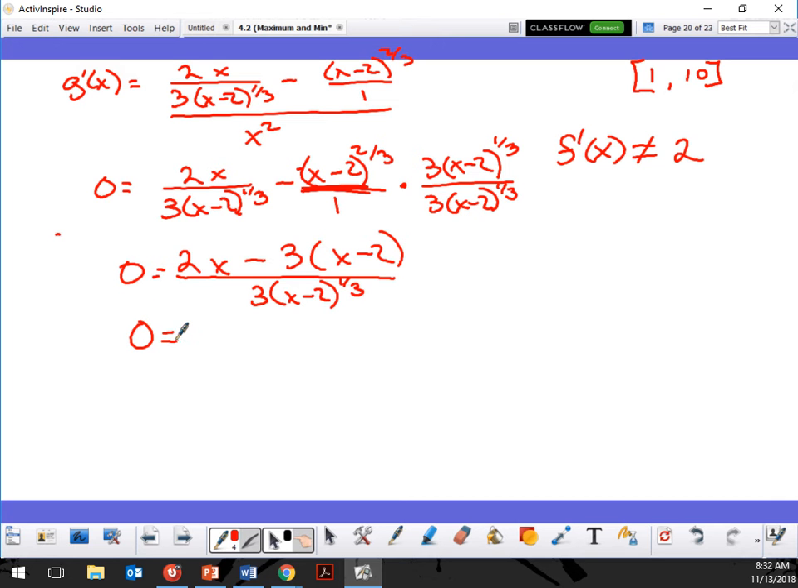So I'm now going to have 0 equals 2x. Now I'm going to do my distribution, so it's going to be minus 3x plus 2. So now I have 0 equals negative x plus 2. So x equals 2, right? Either side you move it to, if you move the negative x to the left-hand side, it's going to make it positive, so you get x equals 2. So now this is my critical point. My critical point says it's going to be equal to 2 somewhere. So it cannot equal 2, right?